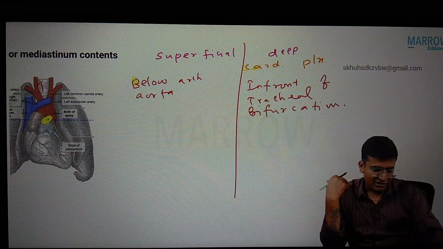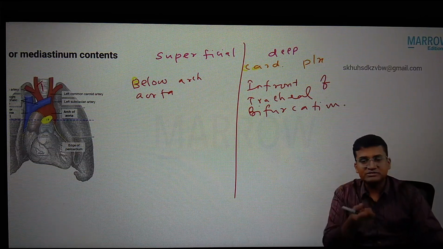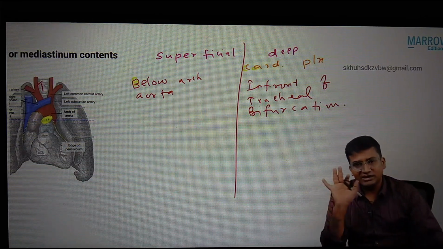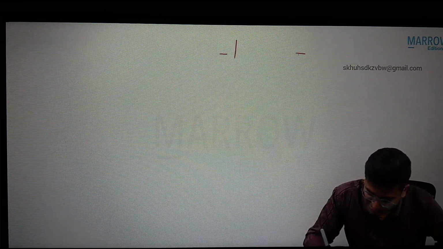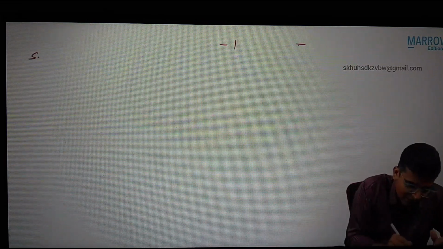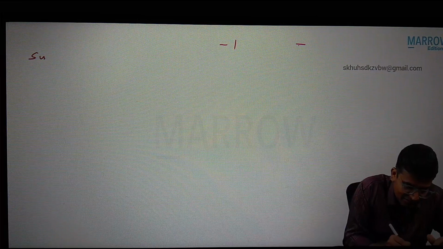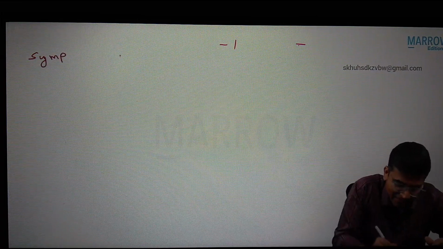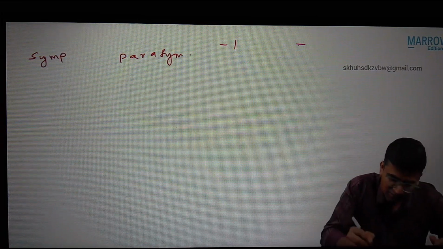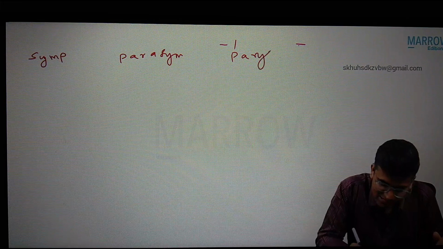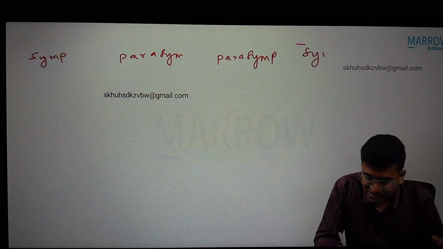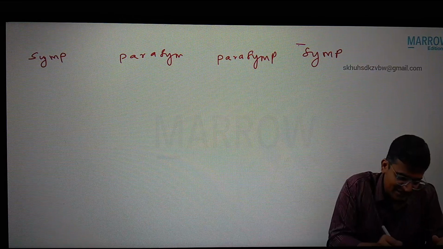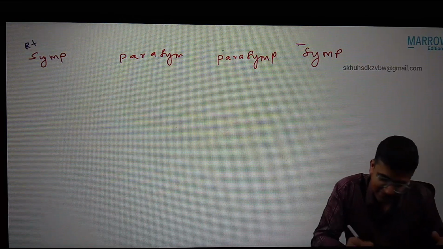Now, what are the structures contributing to the superficial cardiac plexus and the deep cardiac plexus? They are formed by sympathetic and parasympathetic fibers. Right side and left side I am writing. So this is the right side and this is the left side.